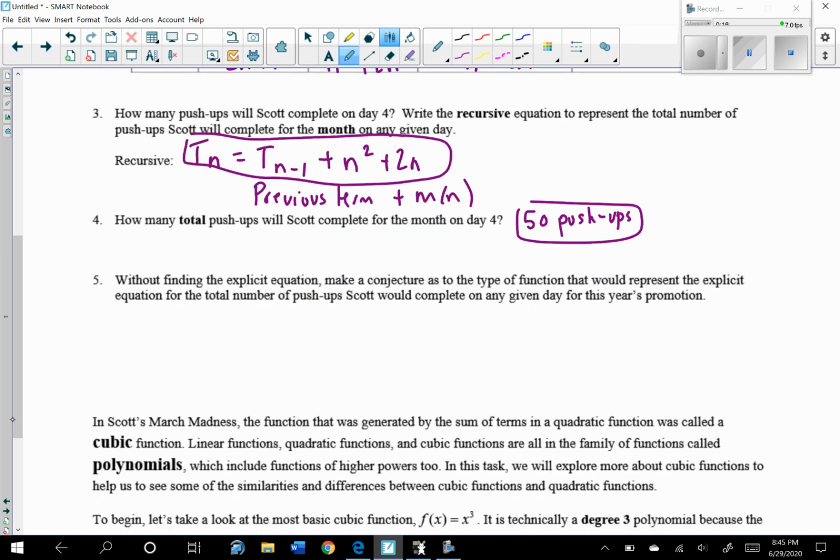Looking at question 5, without finding the explicit equation, make a conjecture as to the type of function that would represent the explicit equation for the total number of push-ups Scott would complete on any given day for this year's promotion. So for this, without actually finding it, we want to just make a conjecture as a type of function. So if it's a third difference, think about the first difference. The first difference was linear. The second difference was quadratic. So the third difference is going to be cubic.